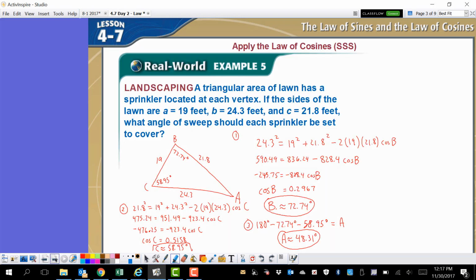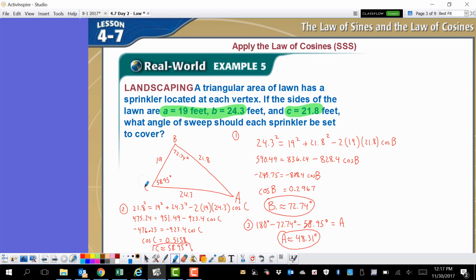Okay. So here's the first problem that I worked out. Suppose a triangular area of lawn has a sprinkler located at each vertex. If the sides of the lawn are 19 feet, 24.3 feet, and 21.8 feet, what angle of sweep should each sprinkler be set to cover? So this is a scenario where I'm given the measurement of three sides. So this is a side, side, side triangle.